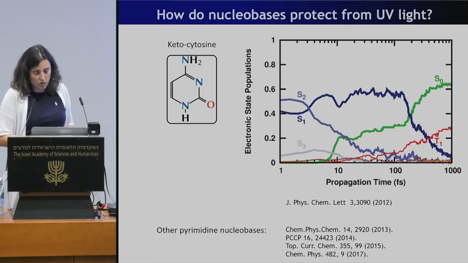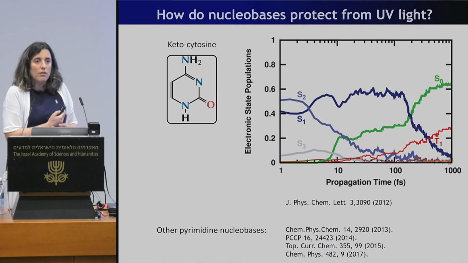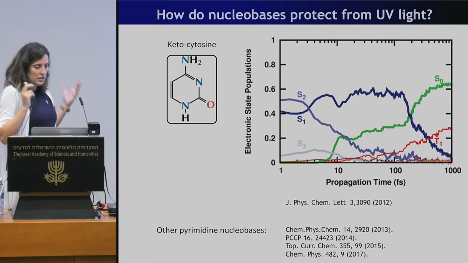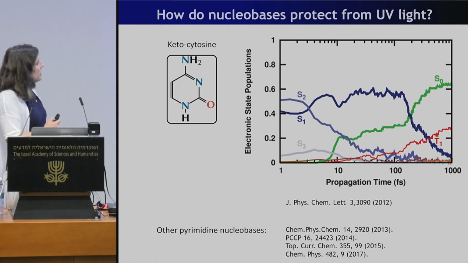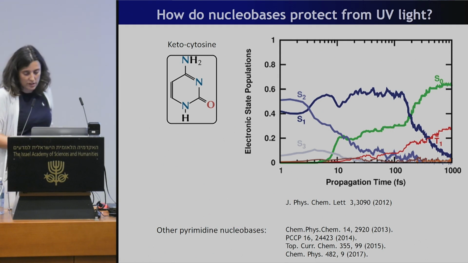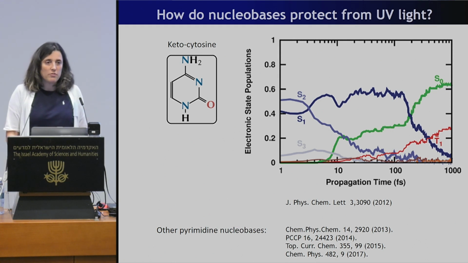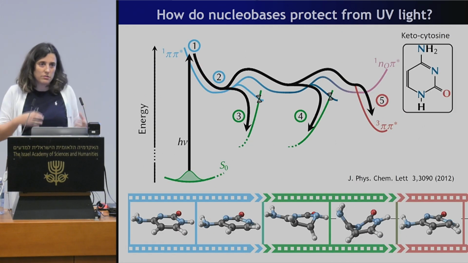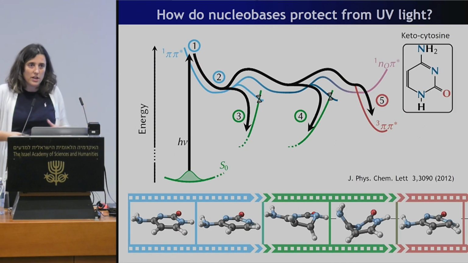And we also looked at other pyrimidine nucleobases, and we found that in all of them, for this type of simulated experiment, this was also the case. You had these triplet states. The beauty of this type of calculations that we theoreticians do is that you can get a mechanism, so you can translate these trajectories into potential energy surfaces.